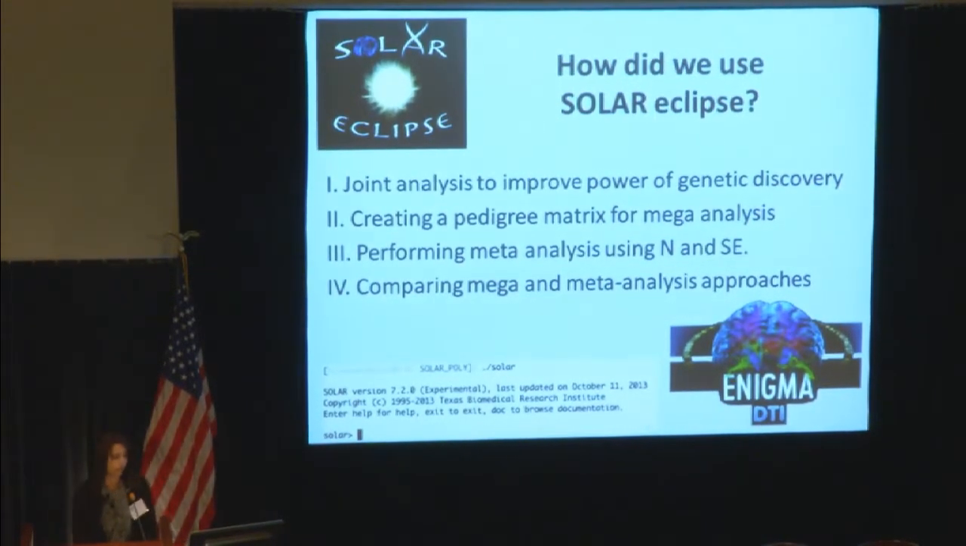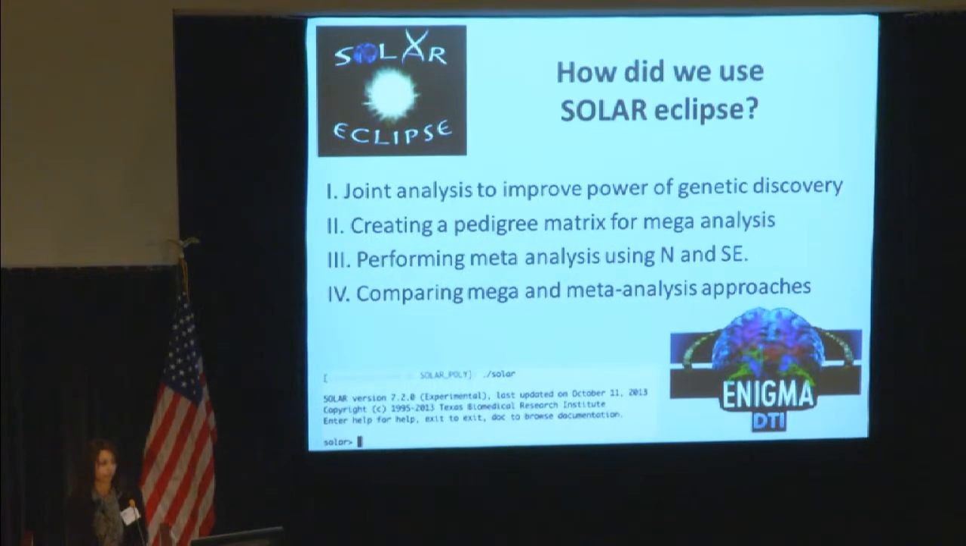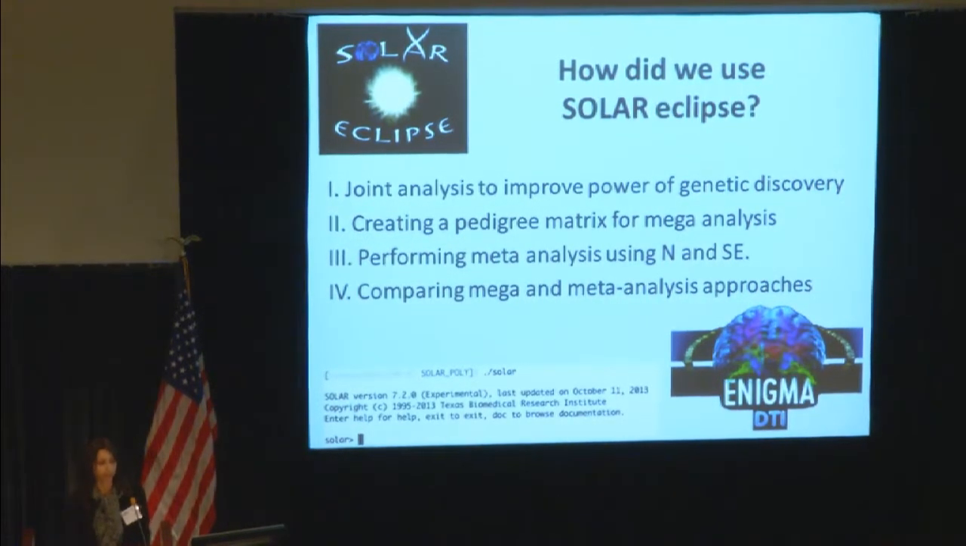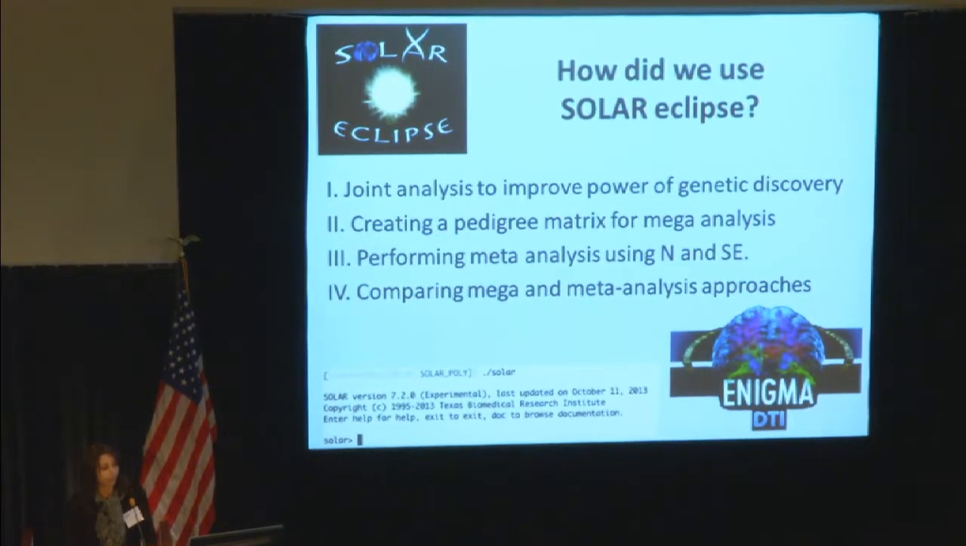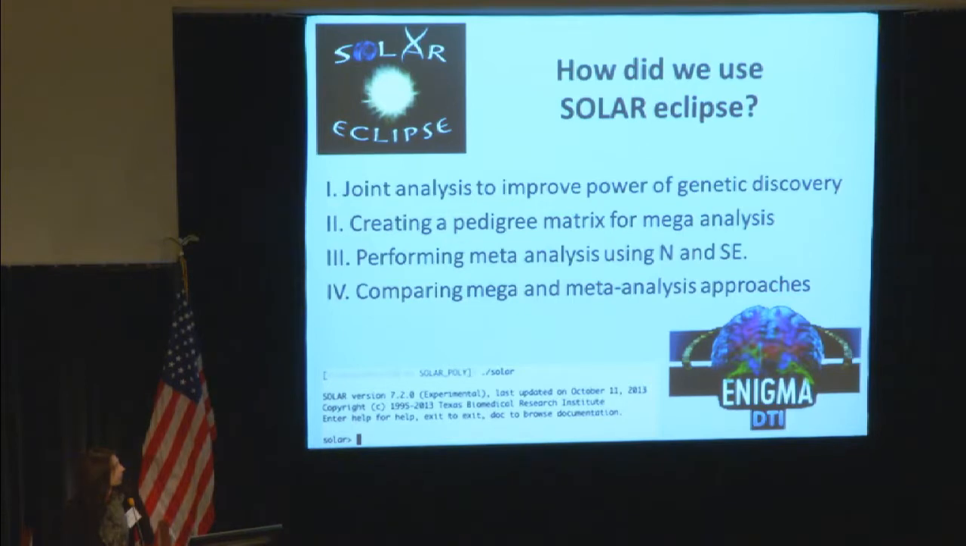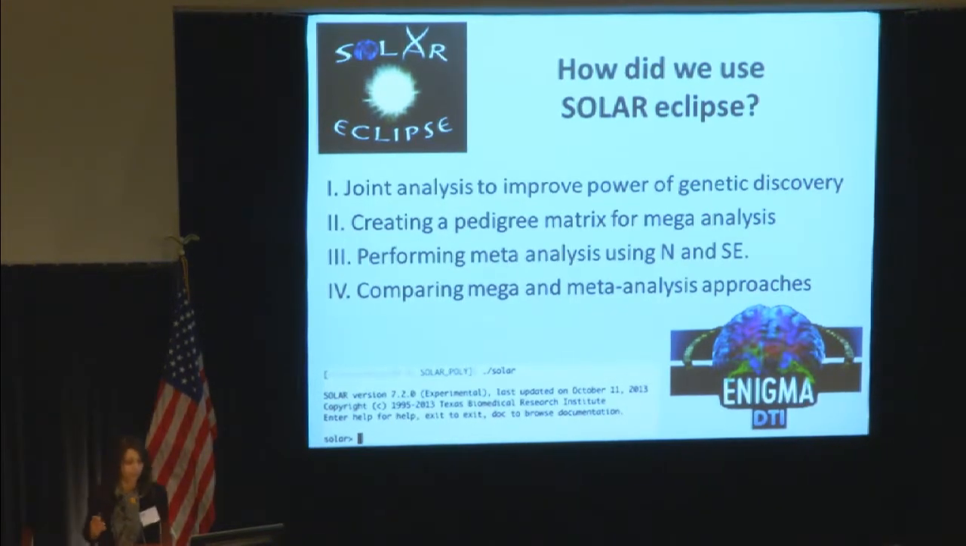So how did we use SOLAR Eclipse? Well, we used it for joint analysis, like I mentioned, to improve power for genetic studies. We created a pedigree matrix for mega-analysis, and Peter covered this a little bit, but I'll show you a specific example. We performed fixed effects meta-analysis, weighting using just the subject number and also the standard error. And then we also compared mega and meta-analytical approaches and also combined the two in various forms. And I'll show you the effects of that in 5 family-based cohorts in the Enigma DTI consortium.